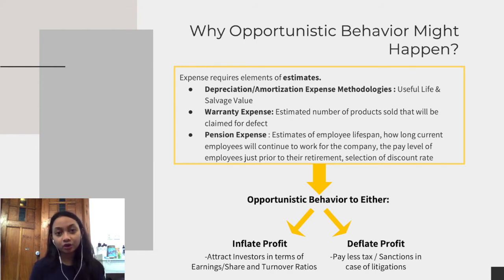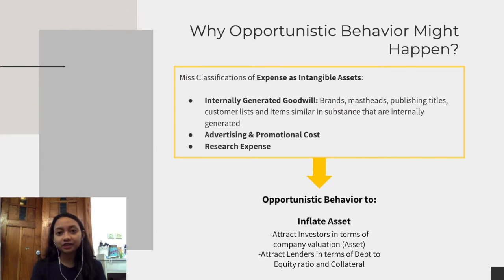And next is warranty expense. The estimate includes the number of products sold that will be claimed for defects. And it must be estimated when the revenue for the product is sold. Advertising expense is often classified as an intangible asset, and also research expense, which is also often classified as an intangible asset, while in fact, according to IAS 38, both advertising and promotional costs, as well as research costs, cannot be capitalized as intangible assets and must be expensed.